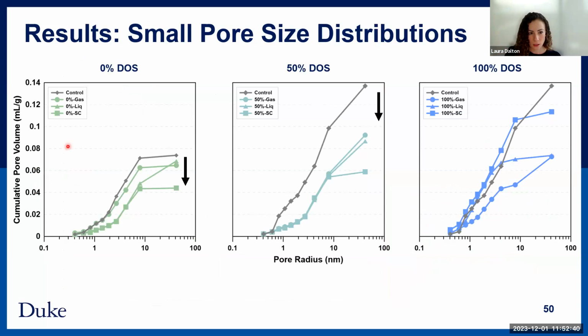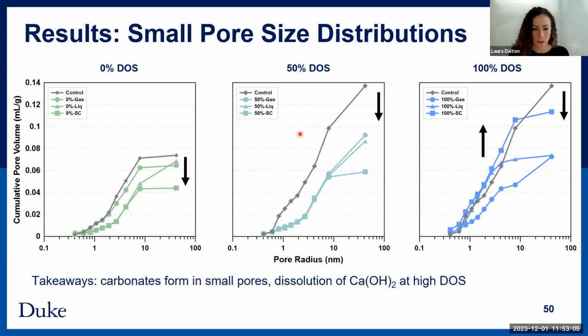So the 0% and 50% were going down. The 100% was a little more, it seems like there was precipitation and dissolution happening to some extent in that sample, or those samples. But this is just a way to do some complementary quantification of data to further confirm what you're observing with X-ray CT.